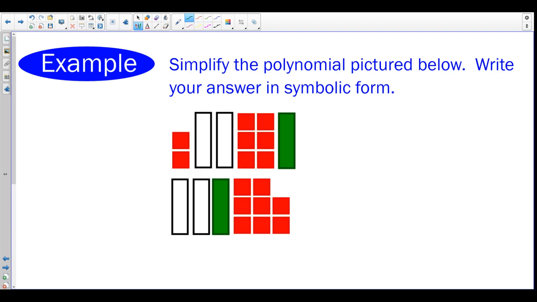So we'll start off with the rectangles. There's a green rectangle and a white rectangle. So this is a zero pair. So they cancel each other out. There's only one rectangle left, so you can't make a pair out of one. So there's just the one rectangle left.